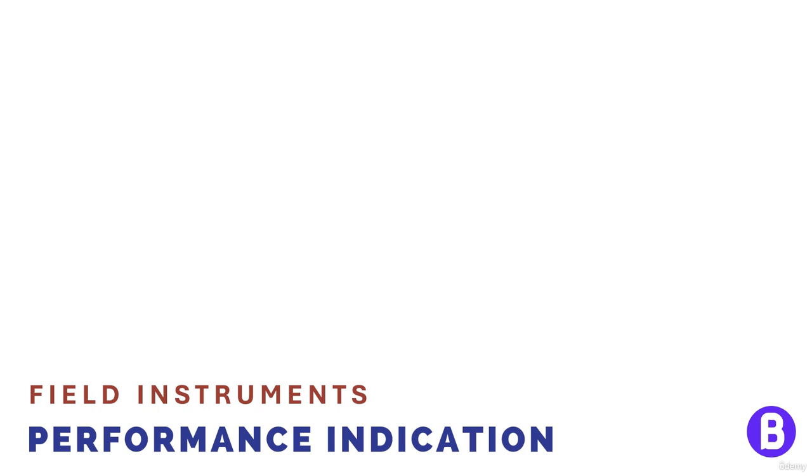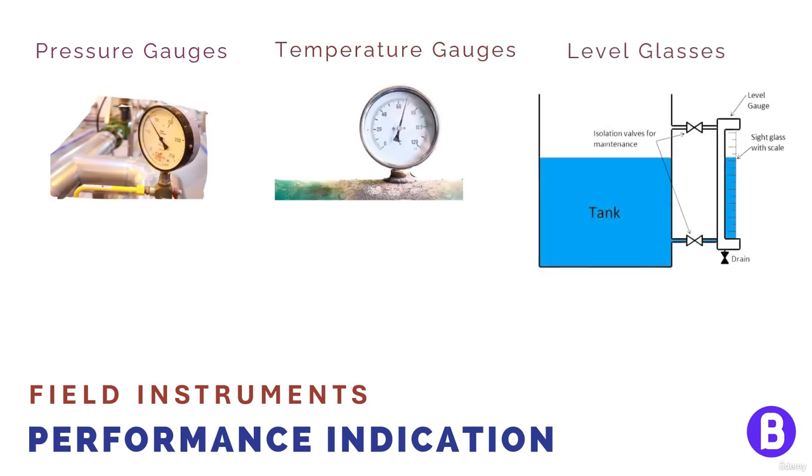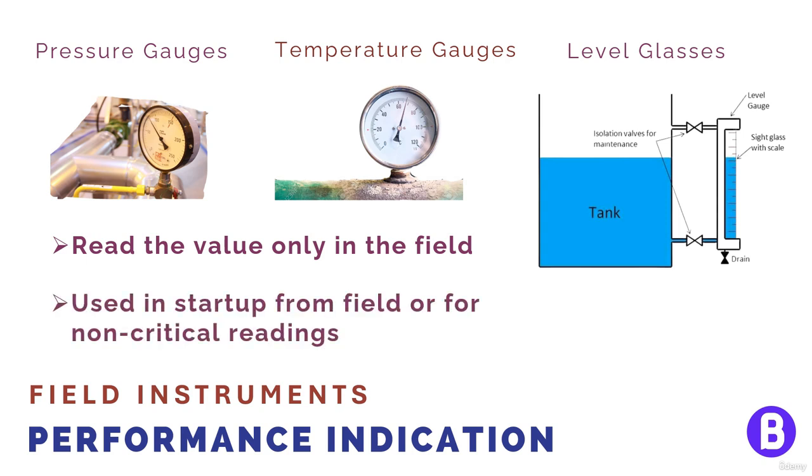So let's start with field instruments. Examples are pressure gauges, temperature gauges, and level glasses. Field instruments give readings only in their positions in the field, but their readings don't show in the control room. That's why they are more commonly used in jobs related to field or for non-critical readings that can be checked from time to time in the long run.